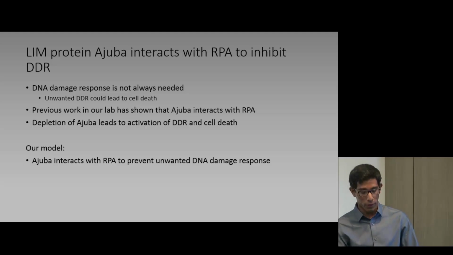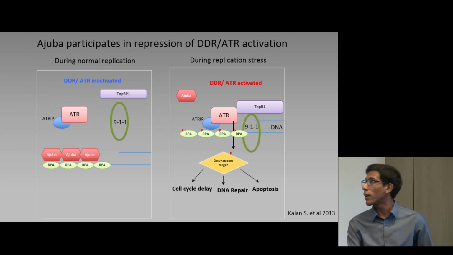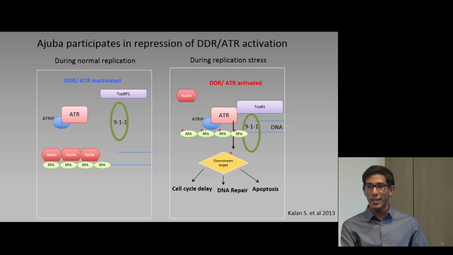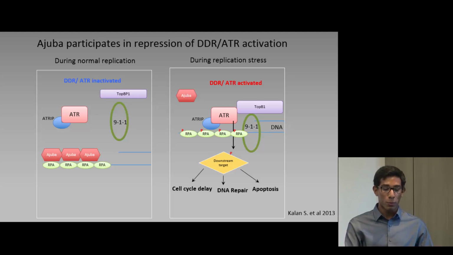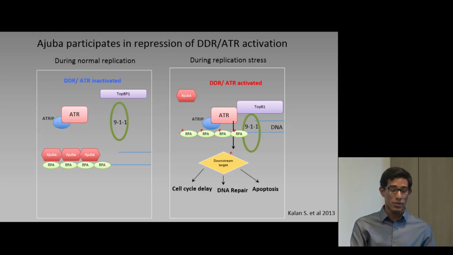So here is the model of the previous work. You can see here on the left that DDR, ATR is inactivated. This occurs in the cell, more specifically in the nucleus during DNA replication. Ajuba and RPA are interacting. And why during DNA replication? Well, there's going to be a lot more accumulation of single-stranded DNA, and from the single-stranded DNA, the cell can detect it has damage. So Ajuba interacts with RPA to prevent the cell from detecting single-stranded DNA as a damaged site.